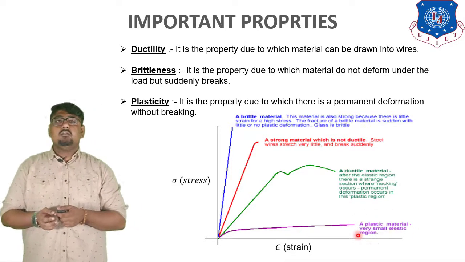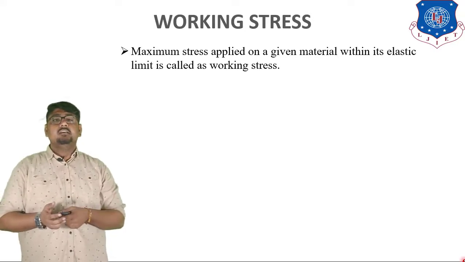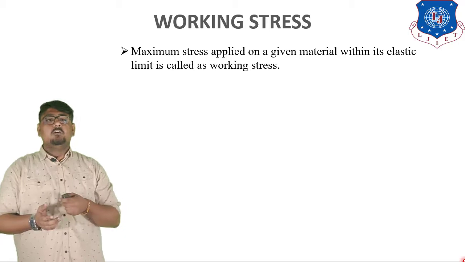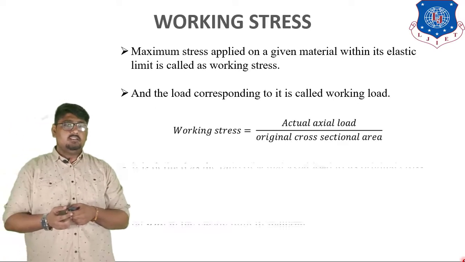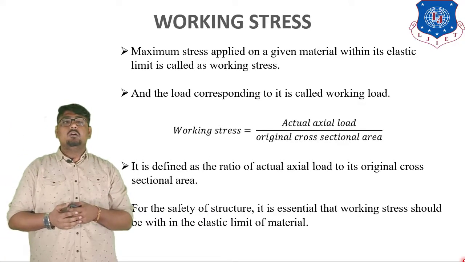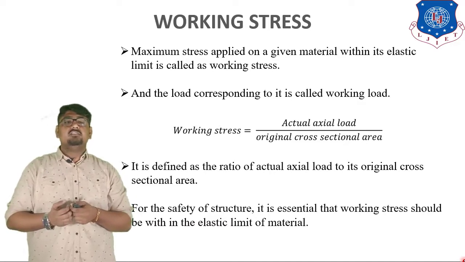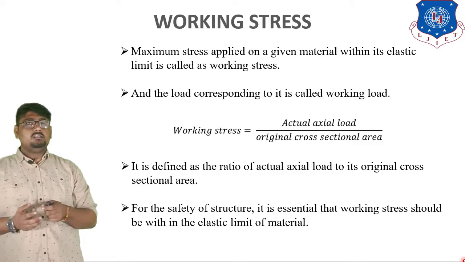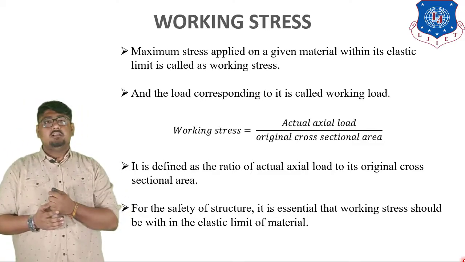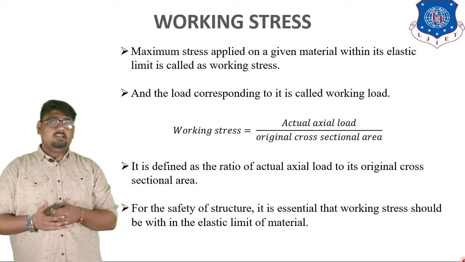Now coming to the next topic, that is working stress. The maximum stress applied on a given material within its elastic limit is known as the working stress. A load corresponding to it is known as the working load. So working stress can be defined as the ratio of actual axial load to its original cross-sectional area. For the safety of the structure, it is essential that working stress should be within the elastic limit of the material. So what is the working stress? It is nothing but the maximum amount of load which you can apply on the body for safety. That is the working stress.